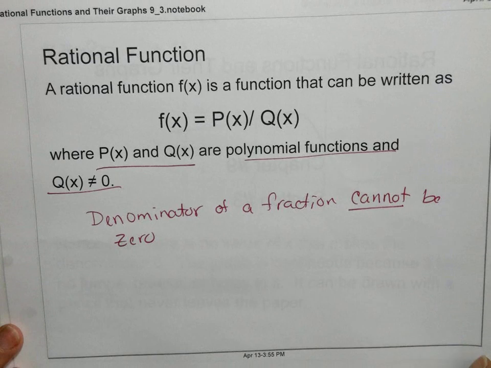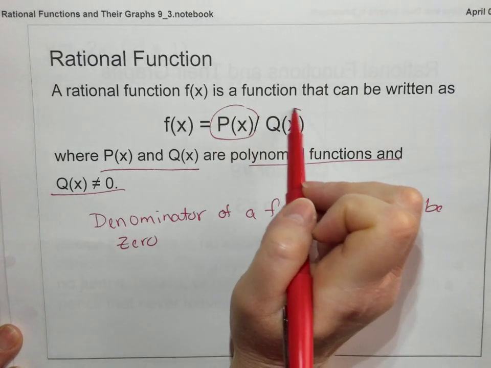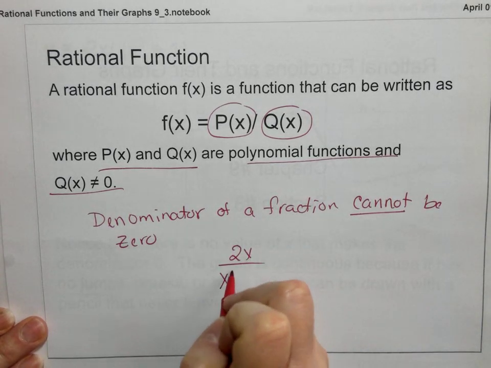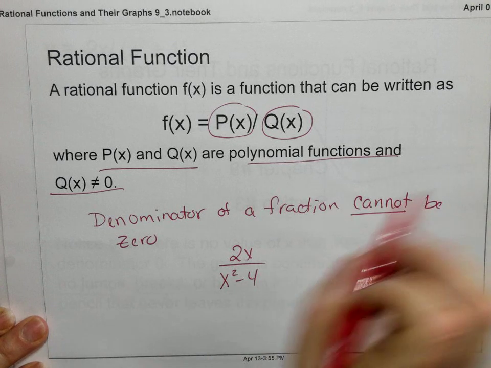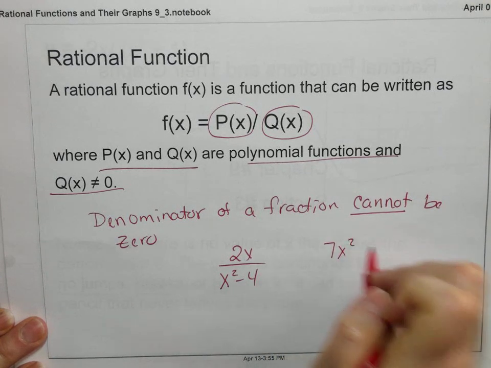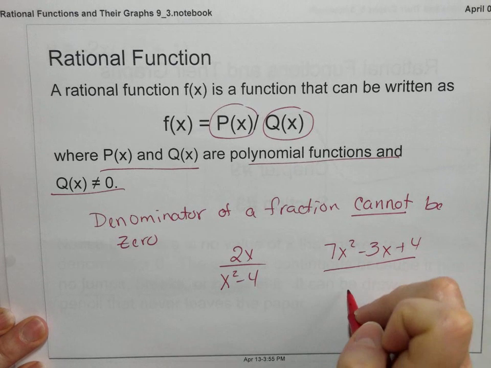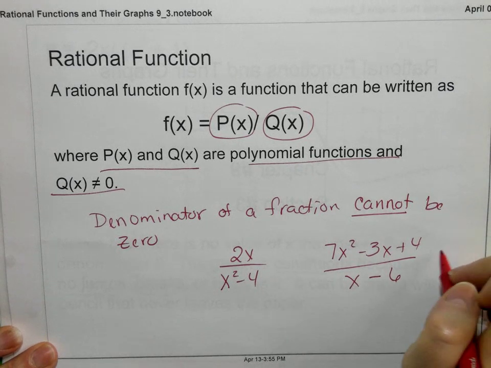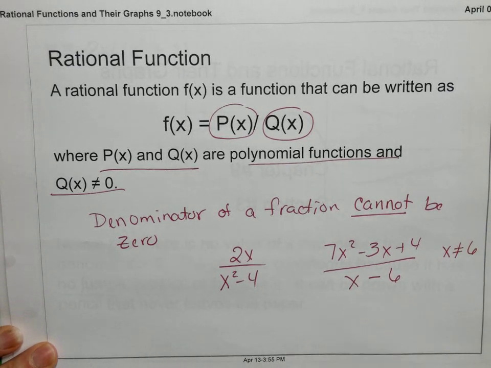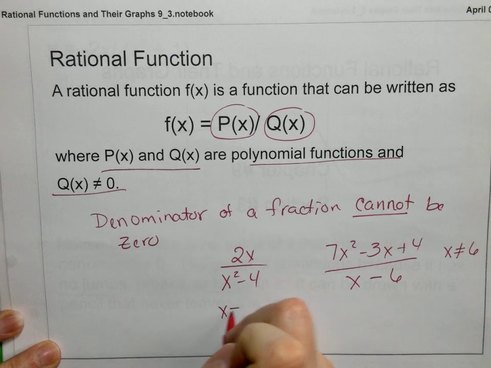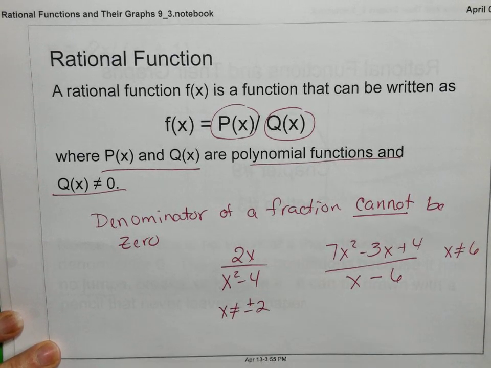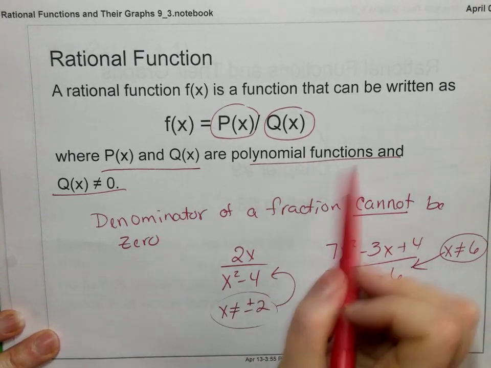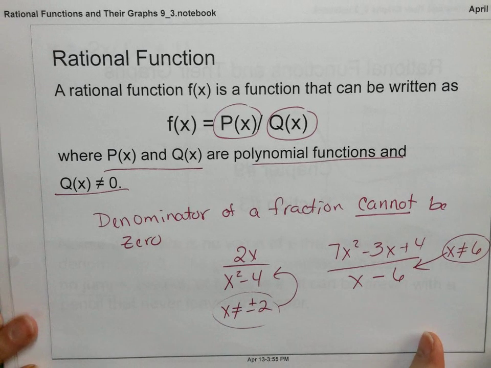So we start with a rational function where we have a function on the top, a function on the bottom of a fraction. For example, we could have 2x over x squared minus 4, polynomial function. We could have 7x squared minus 3x plus 4 over x minus 6, polynomial function. As long as we have the caveat, x cannot equal 6, called a restriction. Or down here, x cannot equal positive or negative 2, because either of those would make this 0. This would make this 0, and that's what we're saying when we write the definition.